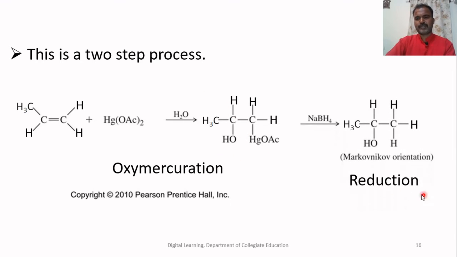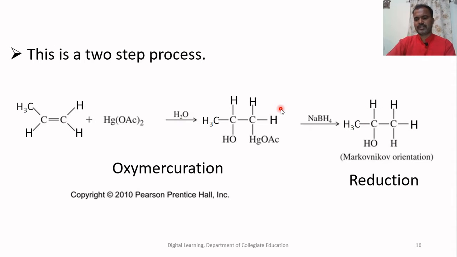The second step is the reduction. The organomercuric compound formed during the reaction is made to react with a reducing agent like sodium borohydride, and it reduces the organomercuric compound to an alcohol. Just consider the reactant and product. Look carefully at these two. It is simply an addition of a water molecule to the double bond of an alkene in accordance with Markovnikov's rule to give an alcohol.